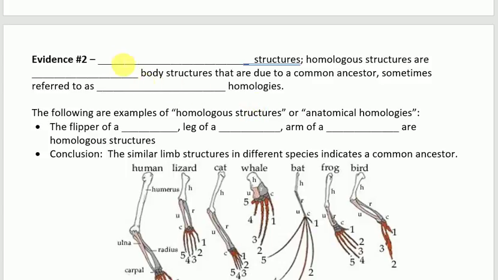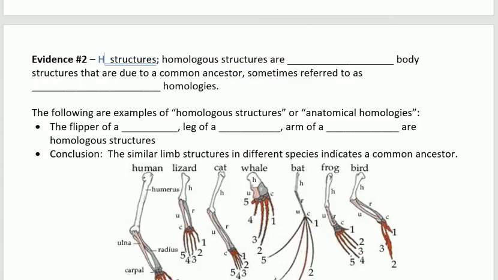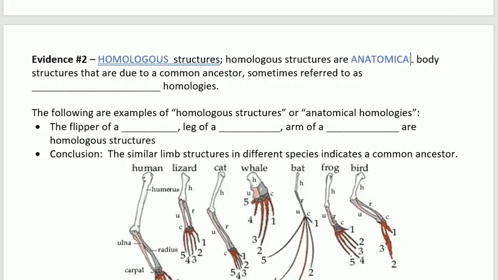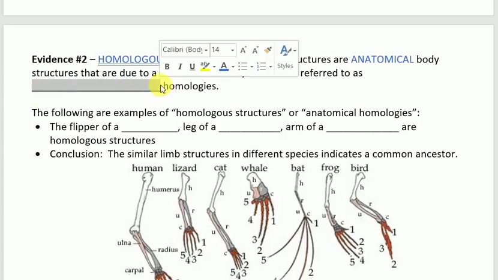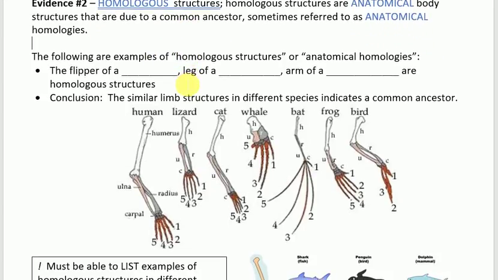Okay, so evidence number 2. This is the homologous structures, and I cannot spell, I'm sorry. So homologous structures are anatomical body structures that are due to a common ancestor, and sometimes these are referred to as anatomical homologies. I don't know why I can't talk today. All I can do is apologize. So the following are examples of these homologous structures or anatomical homologies.